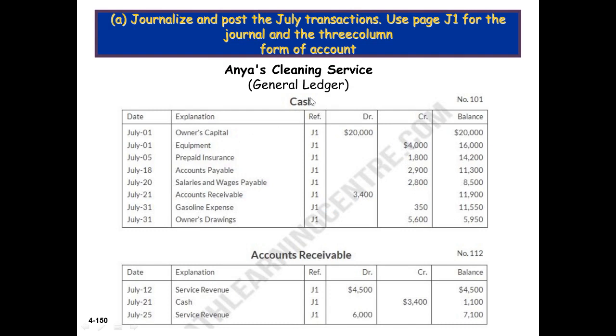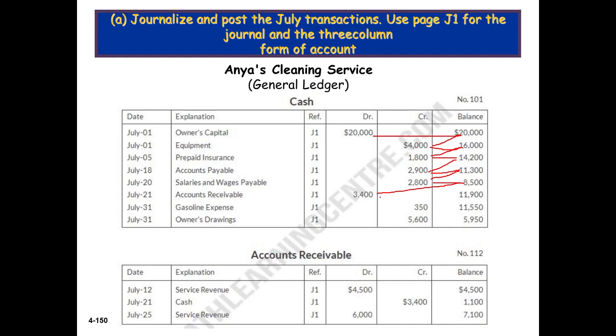This is the cash ledger, the general ledger of NS Cleaning Service cash. Owner's capital 20,000 debit, and equipment, prepaid insurance, accounts payable, salaries and wages payable, this is credit. Please look at this balance. This is a debit balance. After subtracting credits we get 16,000: 20,000 minus 4,000 is 16,000, minus 1,800 is 14,200, minus 2,900 is $11,300. Then minus 2,800 we get 8,500.